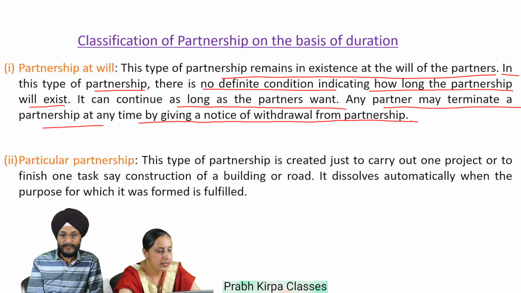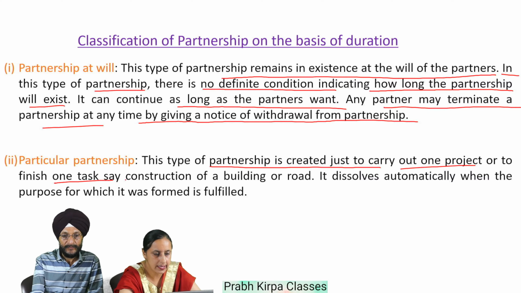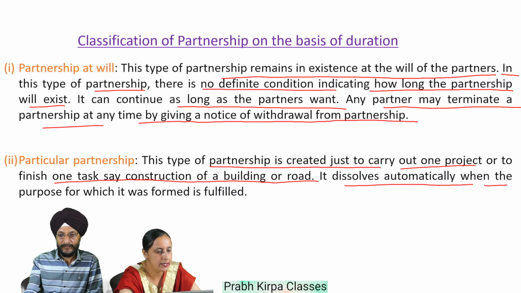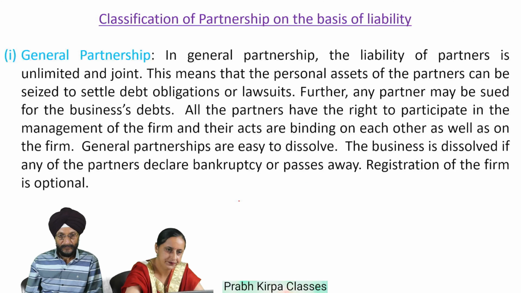Number 2, particular partnership. This type of partnership is created just to carry out one project or to finish one task, say construction of a building or road. It dissolves automatically when the purpose for which it was formed is fulfilled.